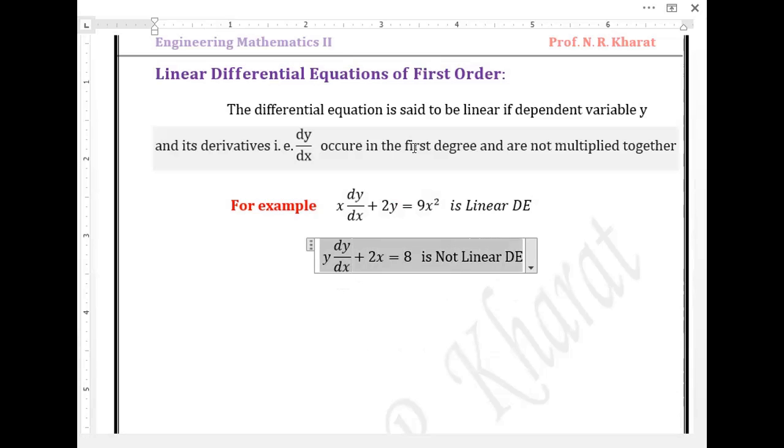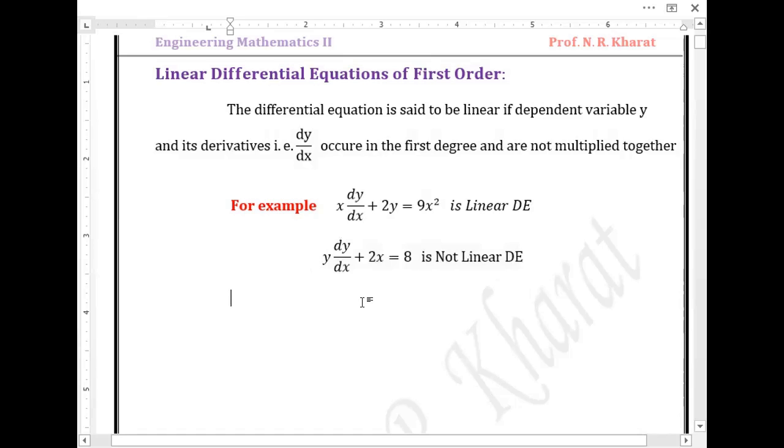So a differential equation is linear or not linear, and it is very simple to identify. The dependent variable's index should be 1, as well as dy by dx, that is the dependent variable's derivative, whose index is also 1. If this condition occurs, then we say that the differential equation is linear.